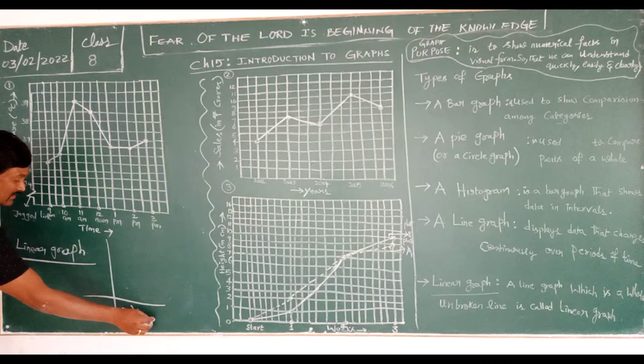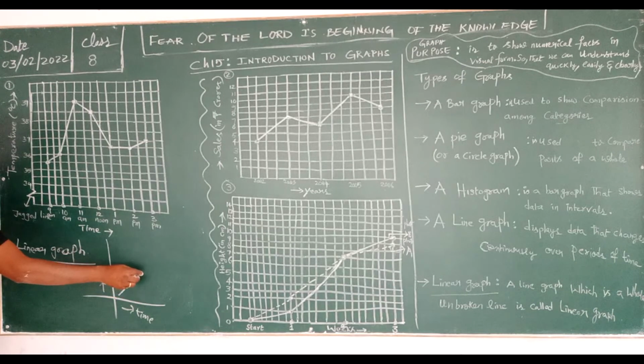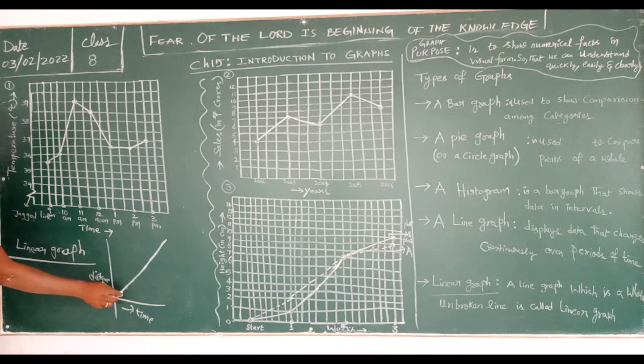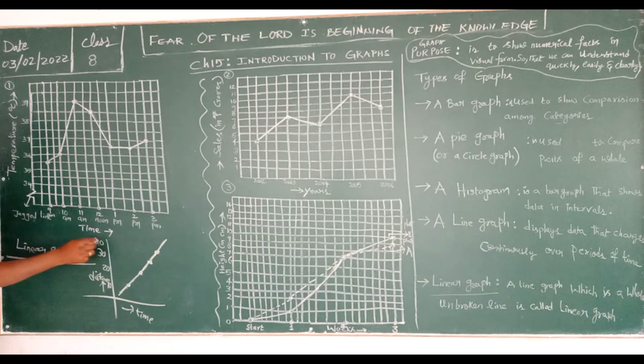Okay. So time is increasing, distance also increasing. Like in 1 hour, one person reached 10 kilometers, and in 2 hours he reached 20 kilometers. In 3 hours he reached 30 kilometers. In 4 hours he reached 40 kilometers.